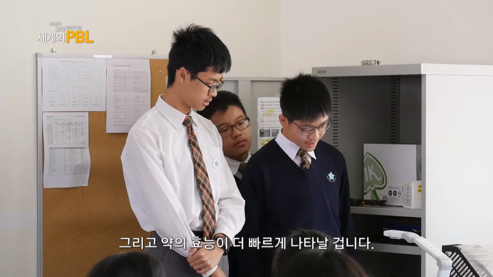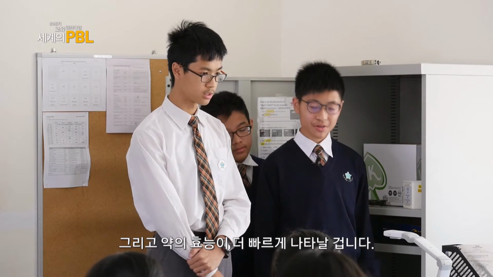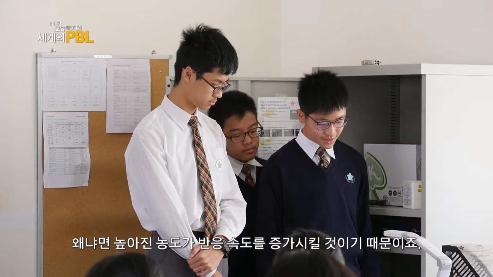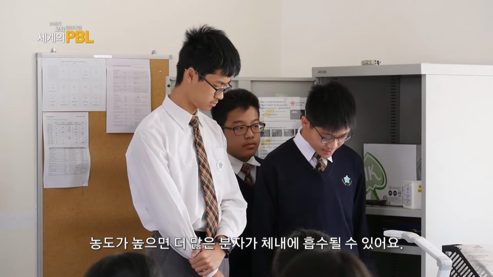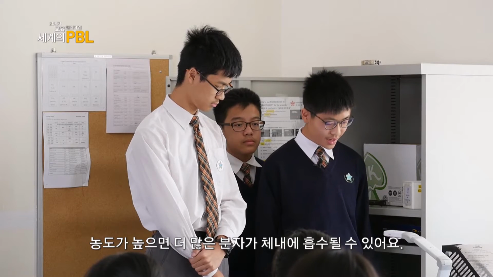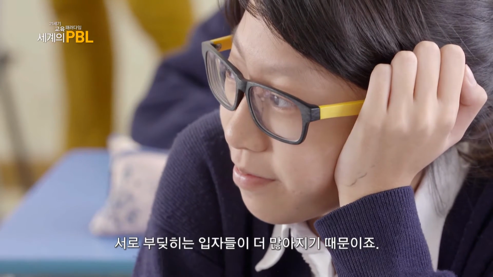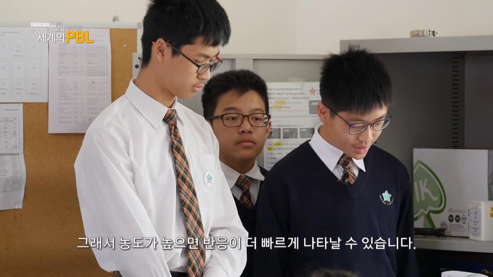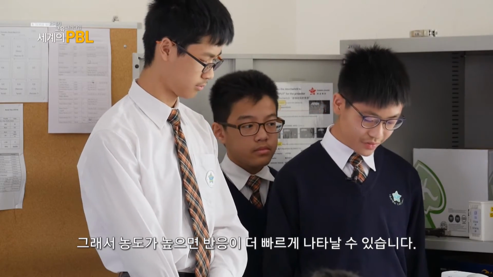The antacid could be effective faster because increasing the concentration can boost the reaction rate. When the concentration is higher, it means a larger number of molecules or ions in the reactant. The chance of particles colliding with each other will be greater. Therefore, increasing the concentration makes the reaction go faster.